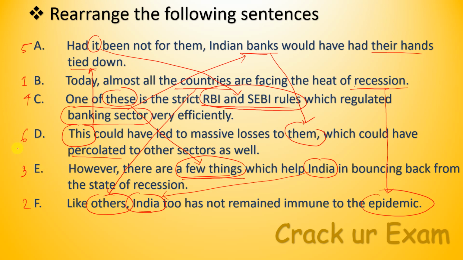So here our arrangement is ready. There is already one arrangement, so we have rearranged this. So finally our arrangement is B, then F, then E, then C, then A, and then D. So this is our proper arrangement.